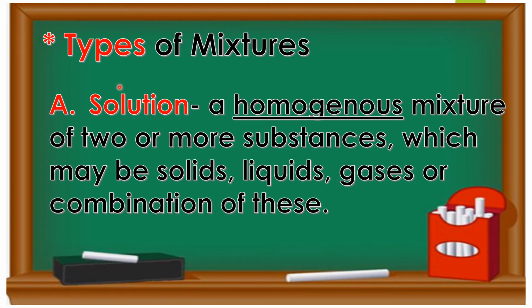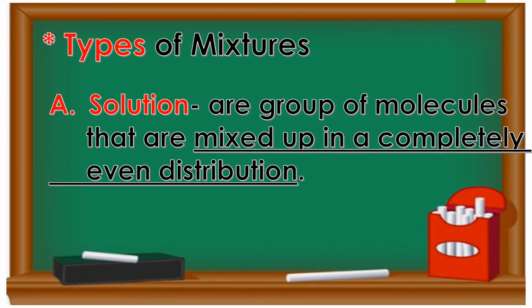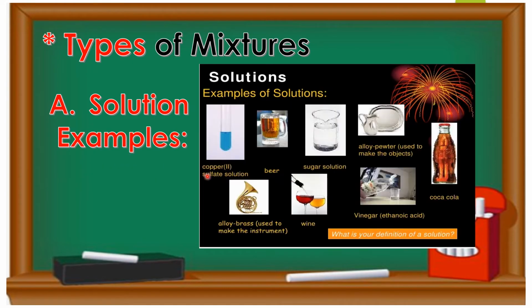So let us go first to the first type of mixture. The first type of mixture is solution. A solution is a homogeneous mixture of two or more substances, which may be solids, liquids, gases, or a combination of these. Another definition of solution is a group of molecules that are mixed up in a completely even distribution.